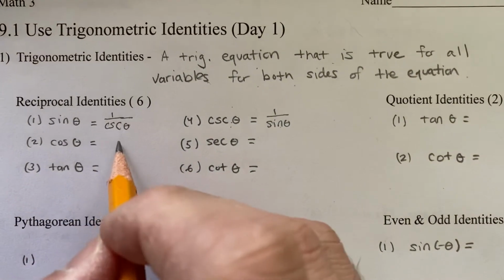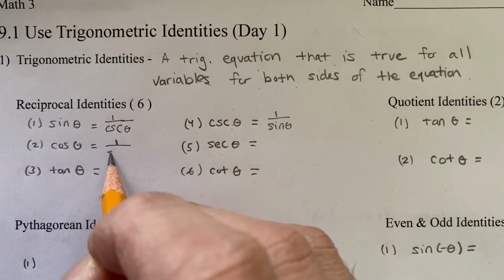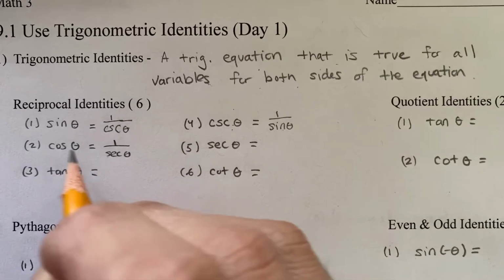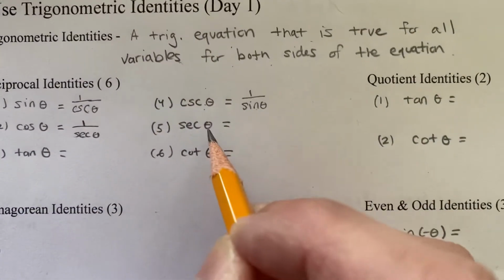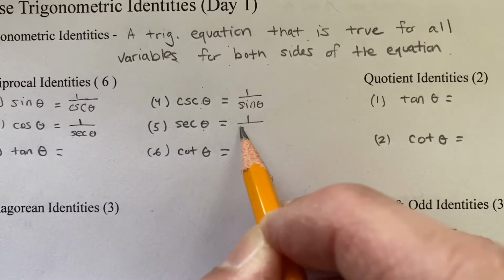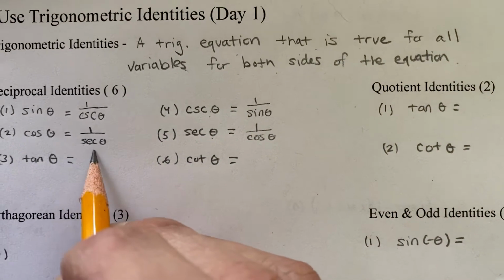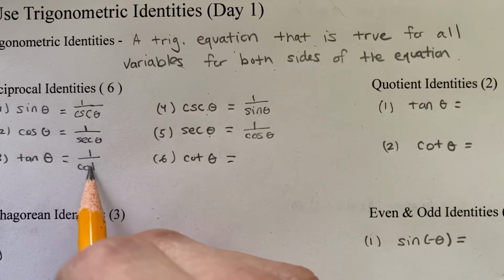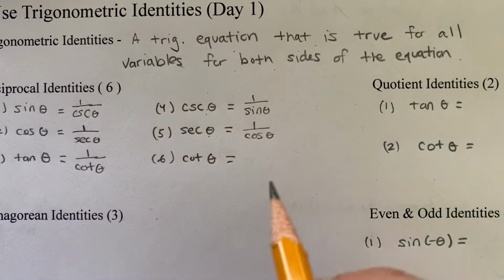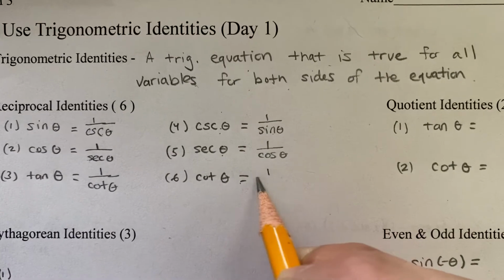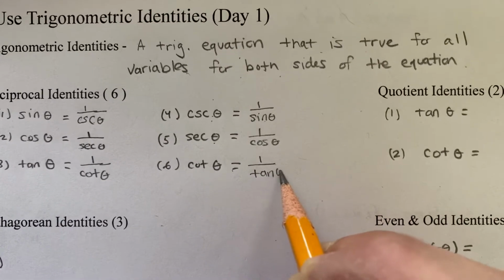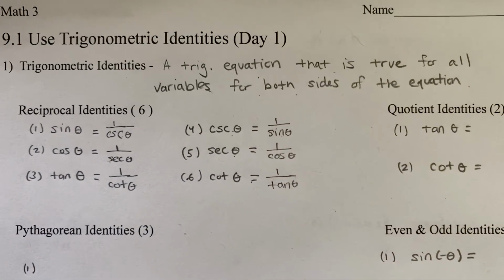Cosine, of course, is 1 over secant. Remember, these letters do not match, right? S and SC don't match. And then secant is 1 over cosine. Tangent is 1 over cotan. And of course, cotangent is just 1 over tan. Okay, so these are some of the identities you already know.